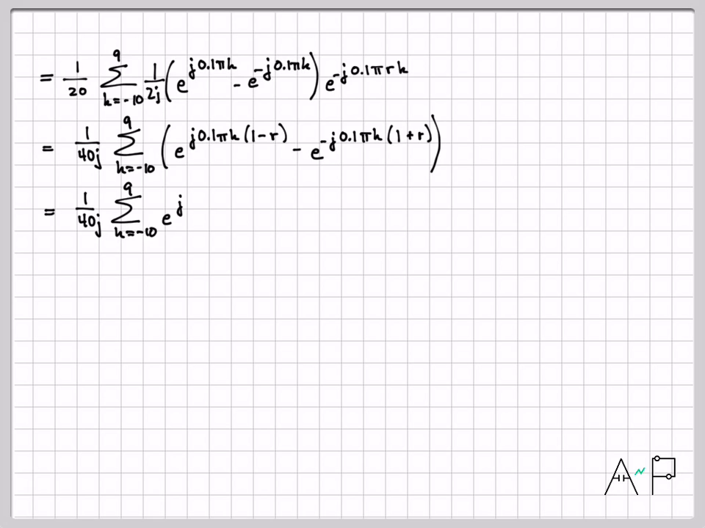And then one more little step here. Instead of writing this as a sum of differences, let's write this as a difference of sums. Remember, this is just me adding up a whole bunch of things. And what am I adding up?